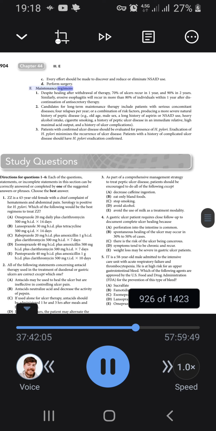Maintenance regimens. 1. Despite healing after withdrawal of therapy, 70% of ulcers recur in 1 year, and 90% in 2 years.